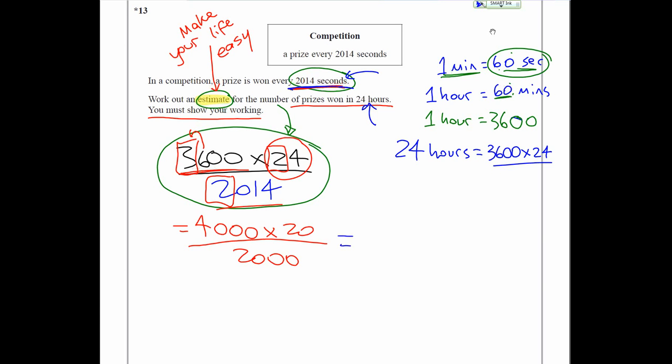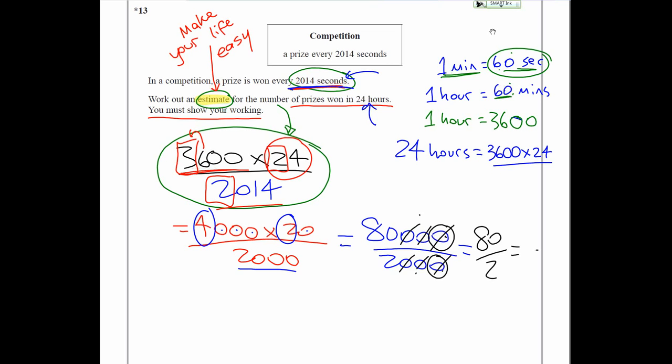So we've made this as simple as possible. On the top, let's multiply. 4 times 2, 8, and you can count your zeros. Okay, 4 zeros. And on the bottom, 2,000. Okay, now, because we're timesing on the top, dividing on the bottom, and every 0 means that what we're doing is timesing by 10, okay, we can cancel these, because that's times 10 divided by 10, times 10 divided by 10, times 10 divided by 10. Okay, so 80 over 2, and our estimate is 40 prizes won.